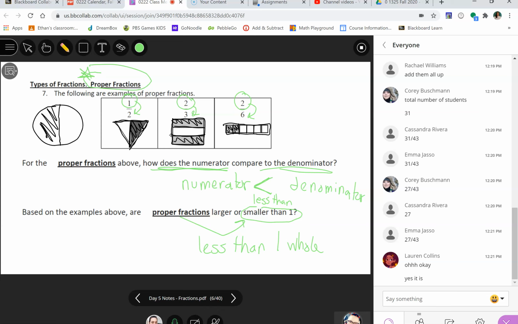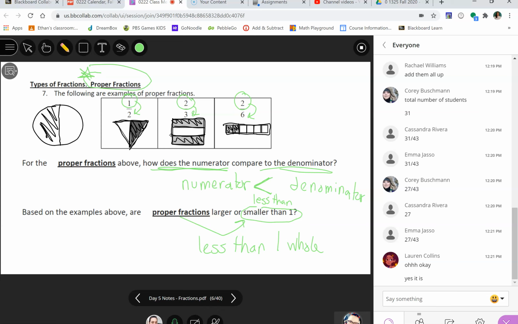The next type is improper fractions. So I drew some examples of improper fractions. Now you have to read these carefully. The number on bottom still tells you the number of equal size pieces in 1 whole. So when I read 7/5, that tells me there are 5 equal size pieces in 1 whole.